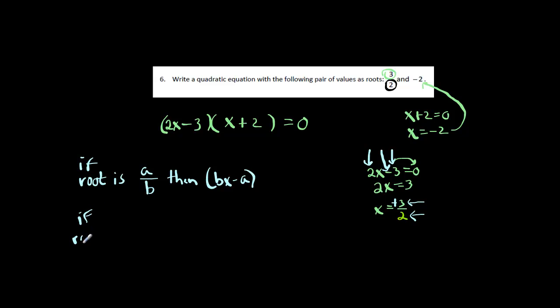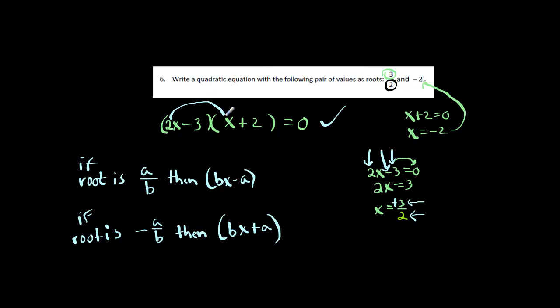And if the root is negative a over b, then it's bx plus a. And you can set this equal to 0, subtract a, divide by b, you get negative a over b. If you set this equal to 0, you add a, divide by b to solve for x, and you get a over b. So this is your answer right here. Well, actually, no, wait a minute. We're not done yet. They want the quadratic equation, not the factored form.